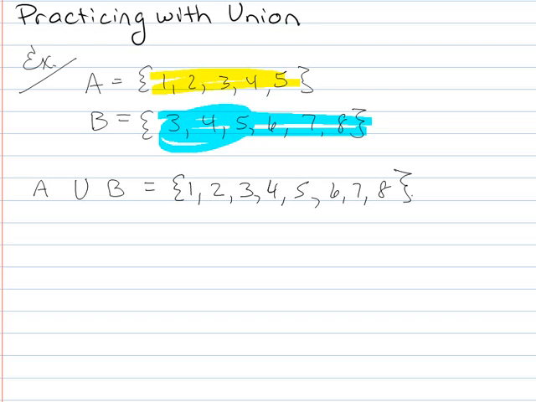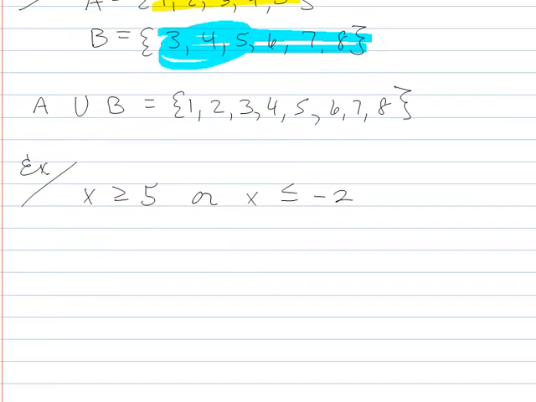Now, we can do some things like this, well, really forever, but it's more likely that you're going to see something like this, where it would say x is greater than or equal to 5, union with x is less than or equal to -2, something like that. So it could say union, it could also say or. Basically, we're just trying to make it do something different. So we'll have something along those lines.